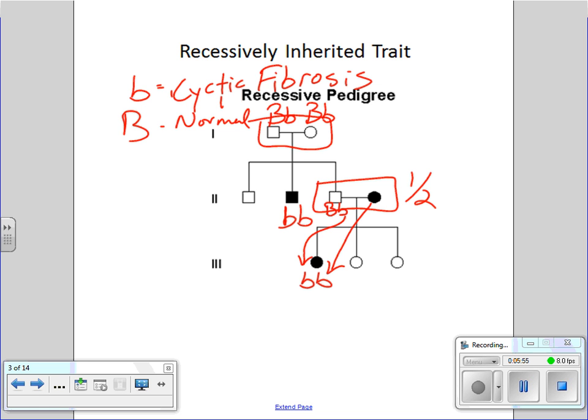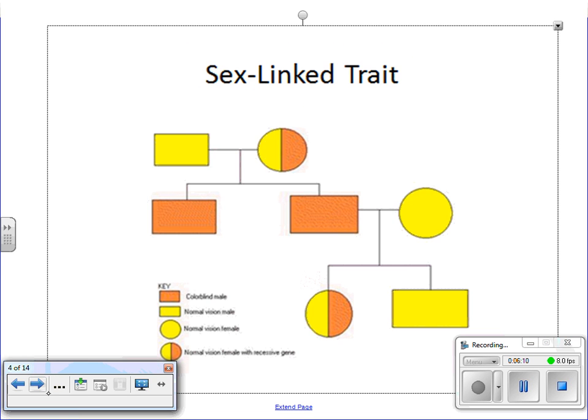So there's a 1/2 chance that the offspring is going to have cystic fibrosis, and in this example, the chance is going to be 1/4. So that is for recessively inherited traits.